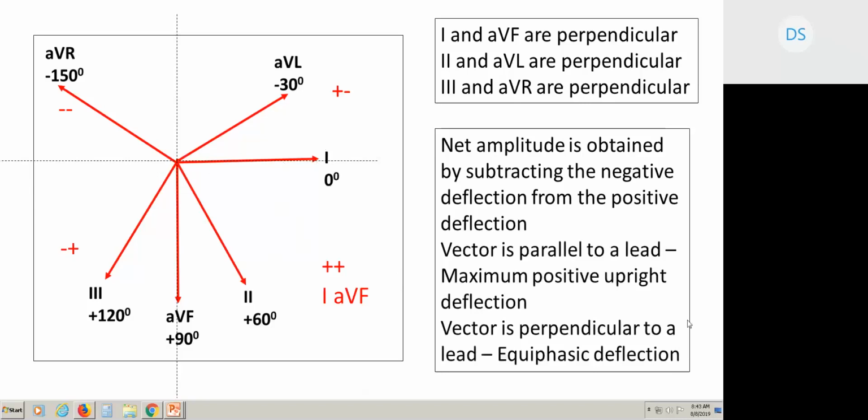And similarly, if a vector is perpendicular to a lead, then it's going to have equiphasic deflection. If I have a QRS which is equally positive and negative in lead 1, then it's going to be perpendicular to lead 1. Also, once you decide the quadrant, it helps if you try understanding which lead has the maximum positive upright deflection, then the axis is going to be across that lead. And also if you see an equiphasic deflection in any of the leads, then the QRS axis is perpendicular to that lead. So these are the 3 points which can help you to roughly come to a QRS axis determination.